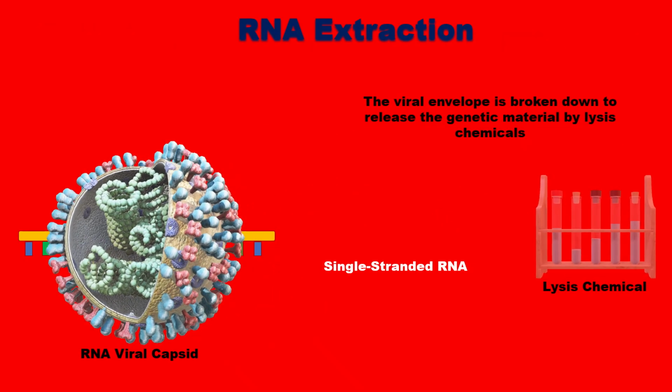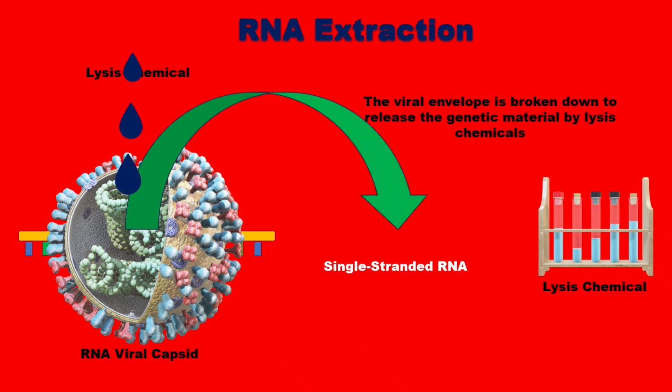Step 1 is RNA extraction. In the lab, we use specialized lysis chemicals to break open the viral envelope and release its genetic material. As you can see, the single-stranded RNA is isolated from the rest of the viral caps and moved into our reaction tube. This ensures we have a pure sample of the virus's genetic code, ready for the conversion process.